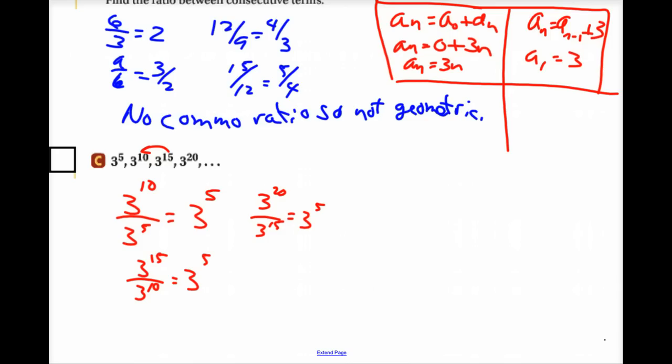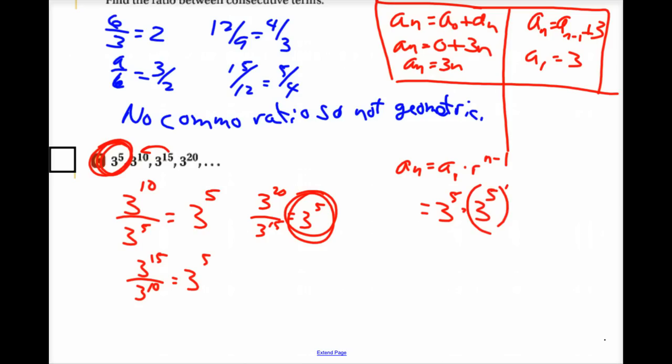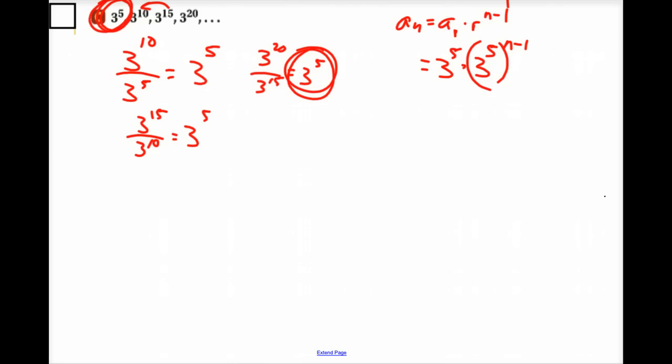If I was going to have you apply this and come up with a formula, you could say A1 is 3 to the 5th. R is 3 to the 5th. I got to take it to the n minus 1. And do something cool here to show you that all our work with exponents didn't go to waste. Let's simplify this. I can multiply these and turn it into 3 to the 5n minus 5. That's how I simplify that. Minus 3 to the 5th.